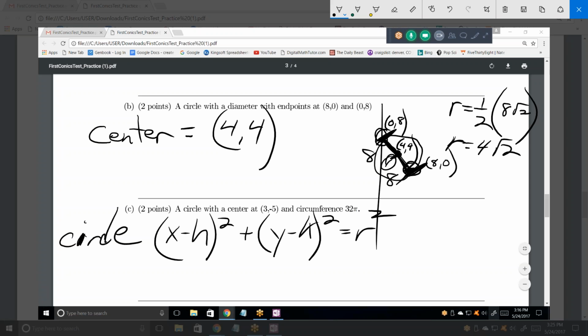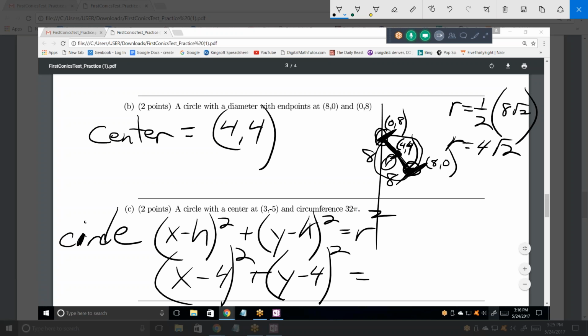So it would be the x-coordinate of the center, 4. X minus 4 squared plus y minus negative 9, I think that's a 4 also. Oh, it is? Okay, yeah. Squared equals 4 squared, if r is that.